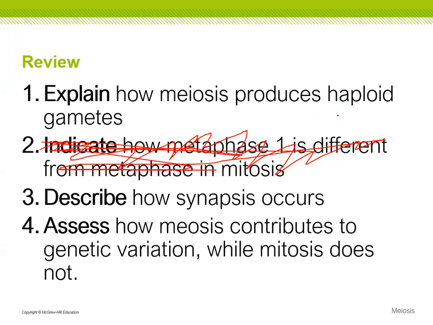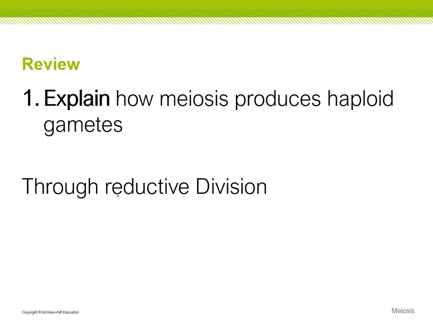So how does meiosis produce a haploid gamete? Reductive division. It reduces it and it divides it, basically. We go from 2 to 1.